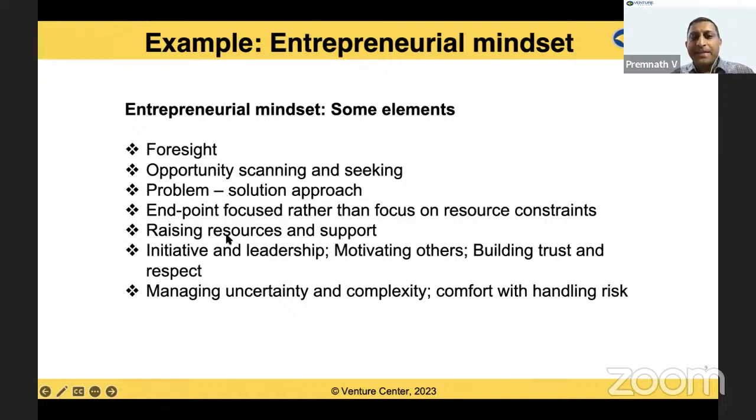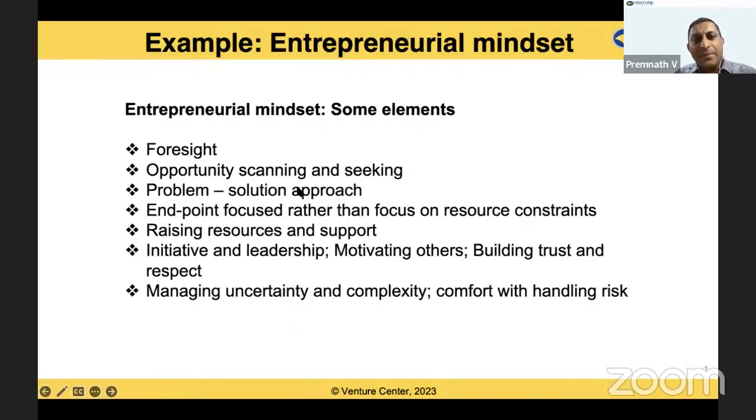You will end up raising resources and support. It's a very key element of an entrepreneurial mindset. You will have to go and pitch to different people, raise money, and so on and so forth, raise resources, raise support. And as students, one can start by first pitching to your own director and vice chancellor to ensure that there's enough support for the student club itself.